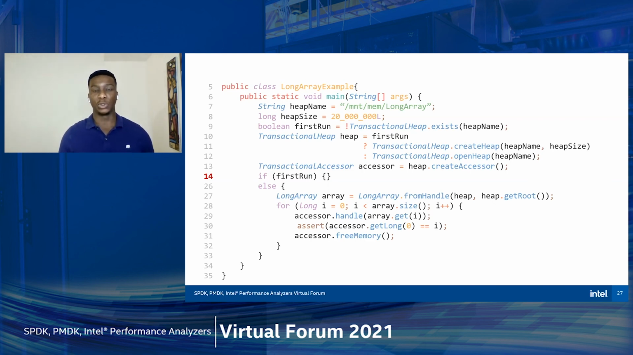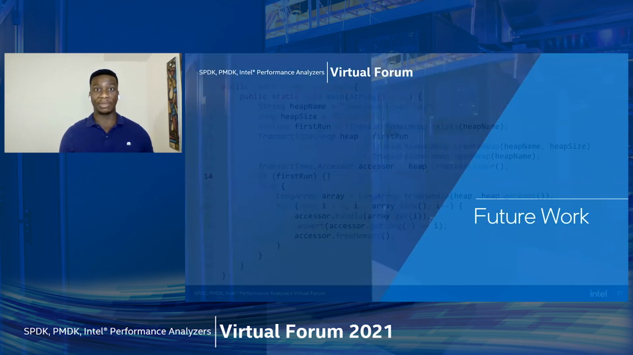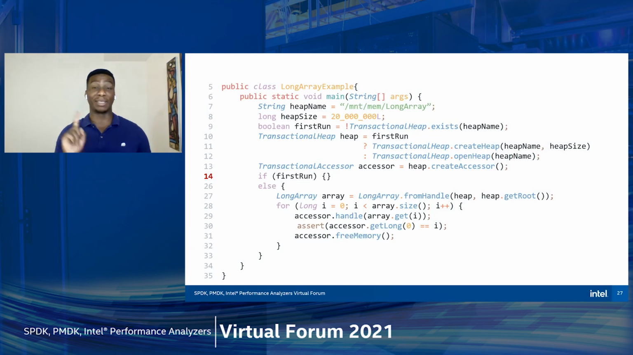And so on line 30, we do a get long on the accessor at the zeroth offset to make sure that it's the same value that we wrote. On line 31, we can also free the memory using an accessor. Again, no objects were created here except for the accessor object. So we went through 1,000 elements in the array and only one object was created, as opposed to 1,000. So that's an illustration of how the accessor works. In addition, we have different flavors of the accessor, which are the persistent and transactional accessors. We also have compact accessors as well.